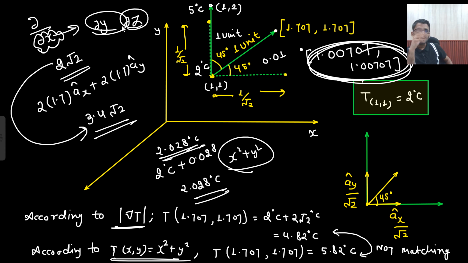So if the change is large enough, then it will not give the correct result. I hope this is clear to you. Every single thing about the gradient, from bottom to top, is clear to you.